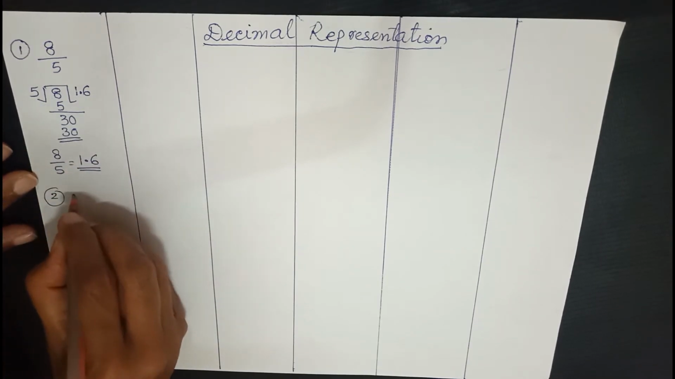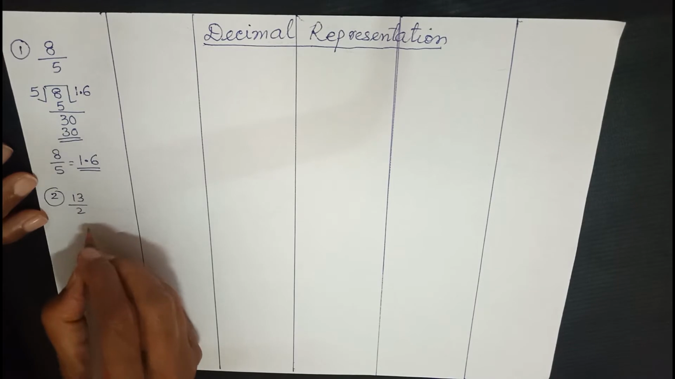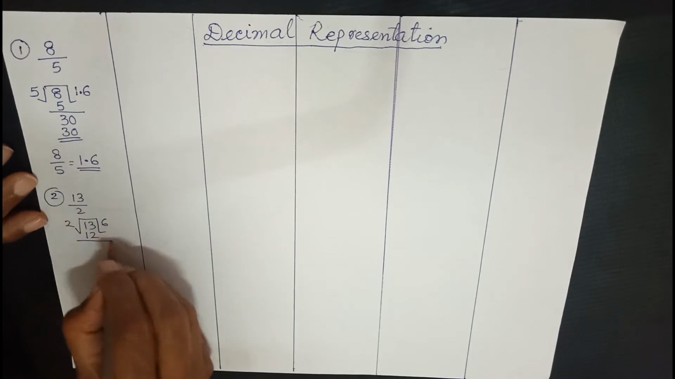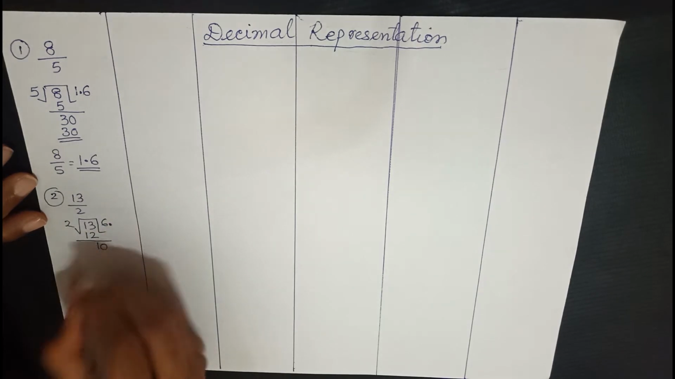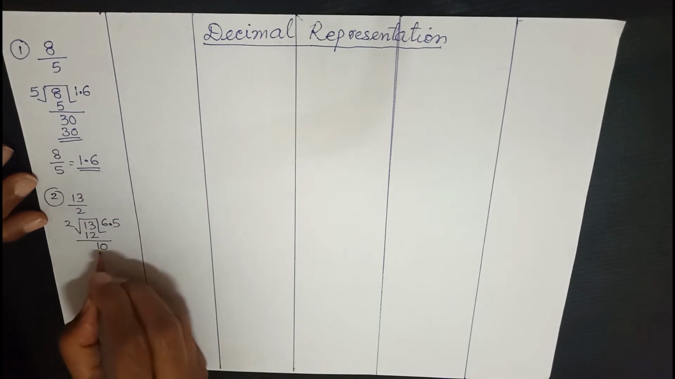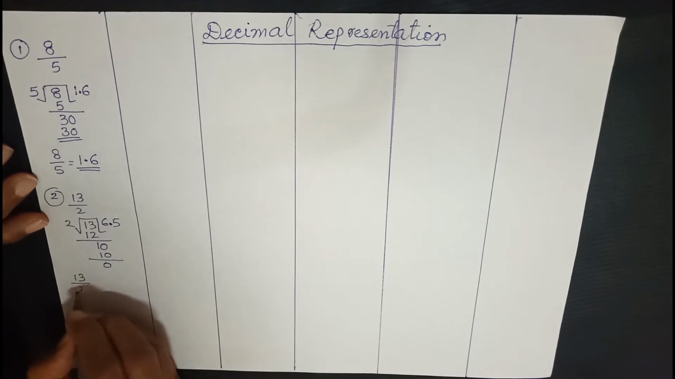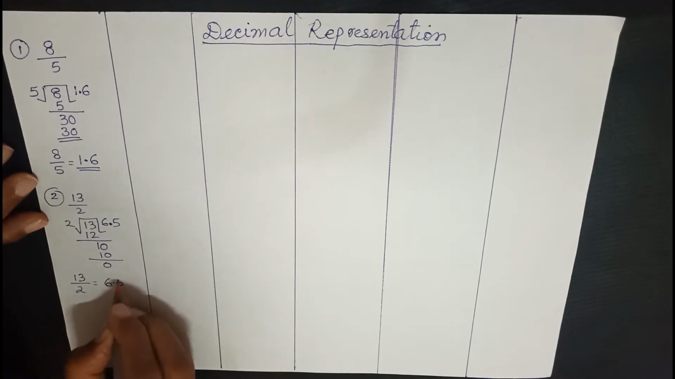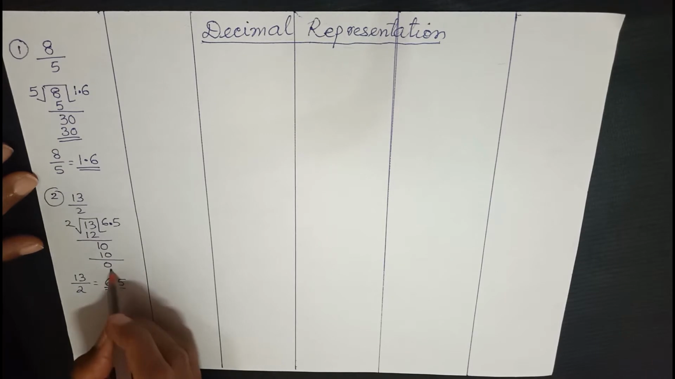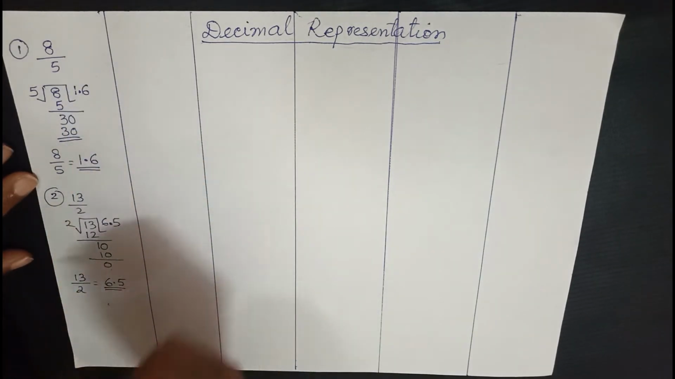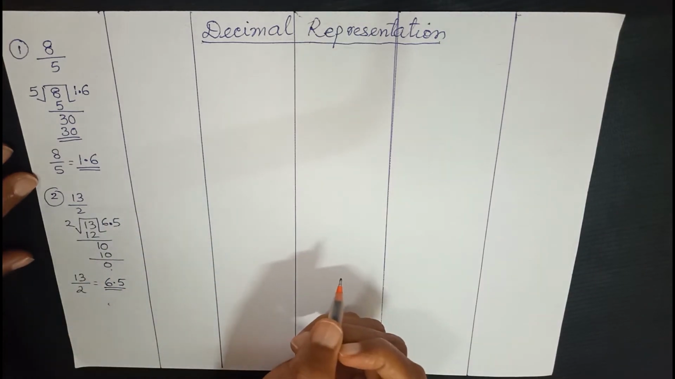Let's take another example, 13 upon 2. So again we divide this. We put a decimal point and add a 0 here, and you can see what is happening in these two cases which we did. We are getting remainder 0 and the division is getting completed. So such type of representation is called a terminating decimal representation.